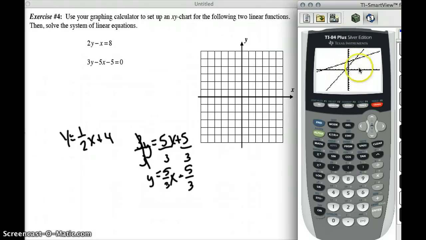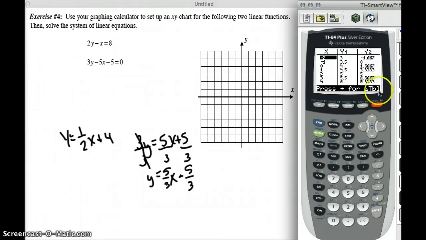So it's at point positive something, 2, 3, I don't know. Let's look at the table and see if we can't figure it out. Okay, so we have x and y, negative 2, 3. Well, we want positives. Okay, 1 and 4.5. That's a point on the first line. But when x is 1 on the second line, it's 3.3 repeating. But look at this one.